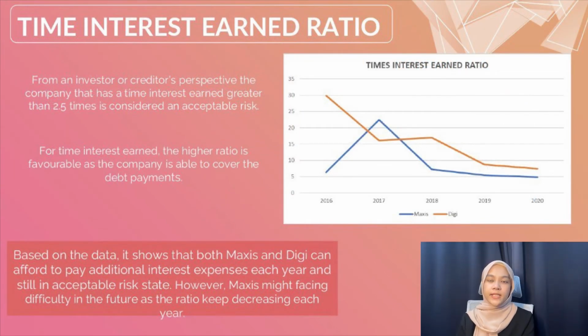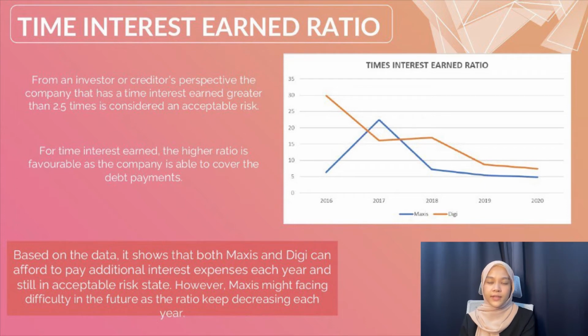Based on the trend analysis, we can see that Maxis started with 6.29 in 2016 and increased rapidly to 22.42 in 2017. Then it kept decreasing to 7.20, 5.46 and 4.87 in 2018, 2019 and 2020. For DG, it started with 29.91 in 2016 and decreased to 16.03 in 2017. After that, the ratio increased to 16.92 in 2018 and constantly decreased to 8.7 and 7.4 in 2019 and 2020.